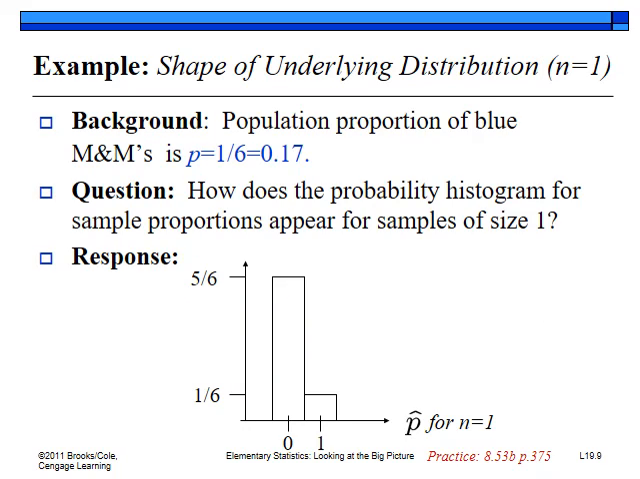So let's say that 1 in every 6 M&Ms is blue. That means if I choose one M&M at random, so here we're talking about n equals 1, the probability that the M&M I picked is blue is 1/6. That means the probability that I pick an M&M that's not blue is 5/6. That gives rise to the histogram shown at the bottom of the screen. Notice that it's very strongly right-skewed.